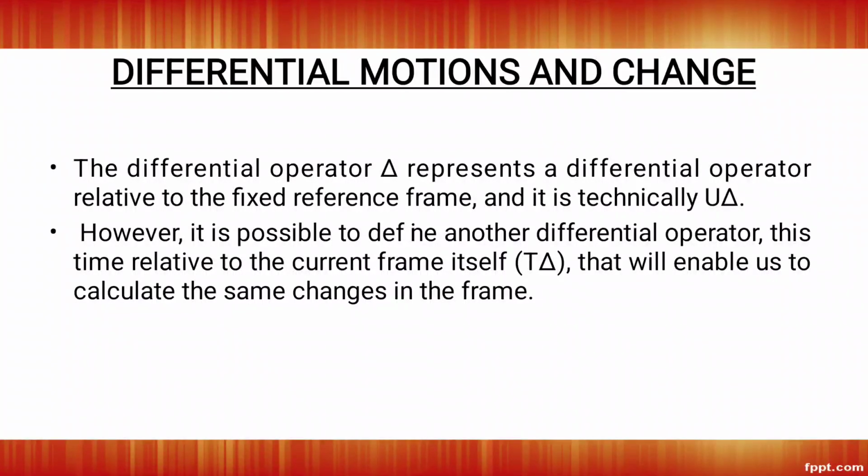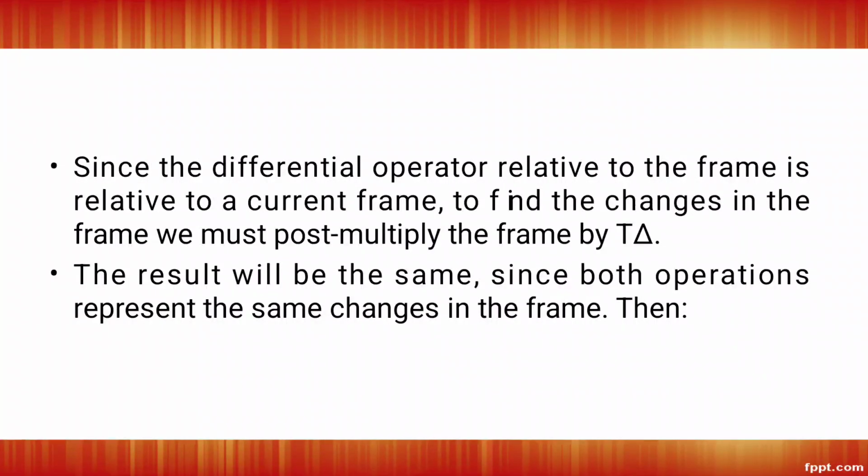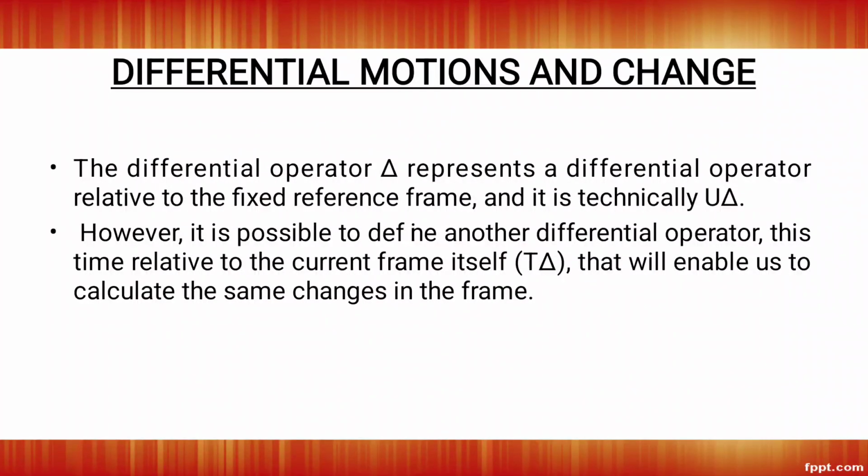Two types of frame we have, fixed frame and current frame. What is a fixed frame? A fixed frame is a reference frame that does not move. A current frame is attached to a moving body.